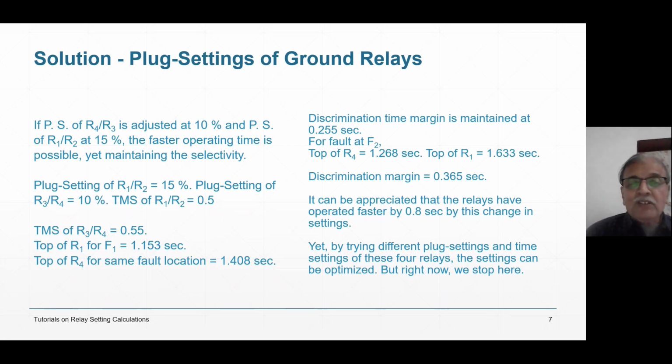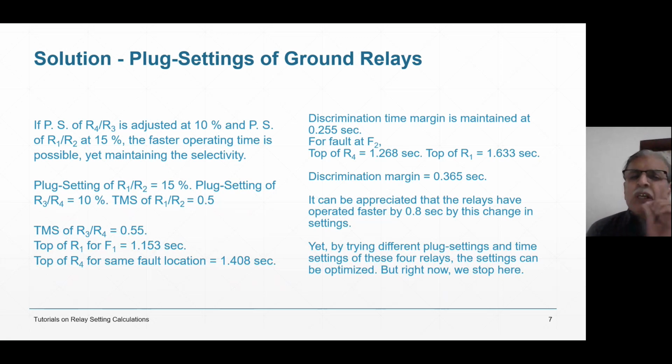And my friends, this is the only one thing I have tried. I have not tried other plug settings. Say plug setting of R1, R2 as 20%, because 10 to 40% is available, and R3, R4 I change something. Similarly, R1, R2 I change to 40%, and R4, R3 I change to 35%. I can take many possibilities. You do those exercises at your home and find out which is the most optimum.